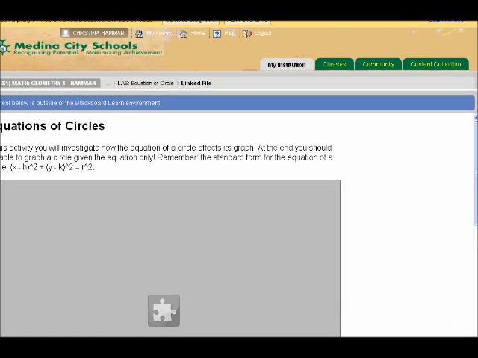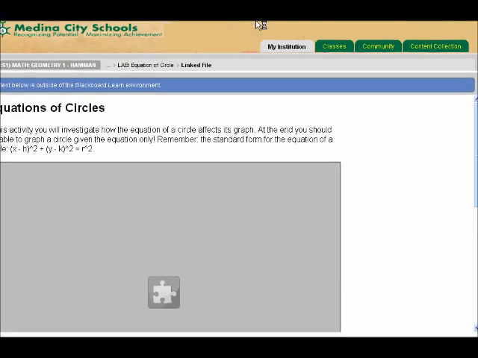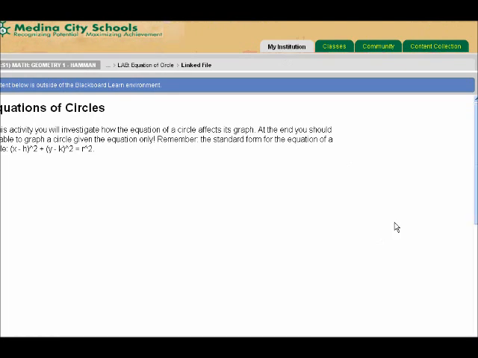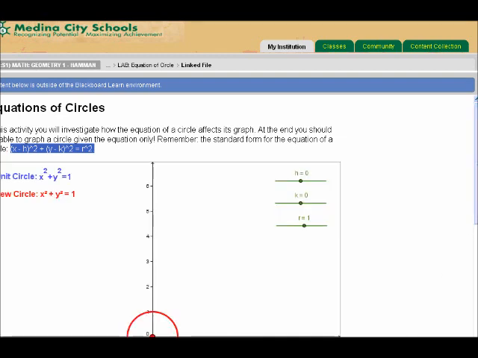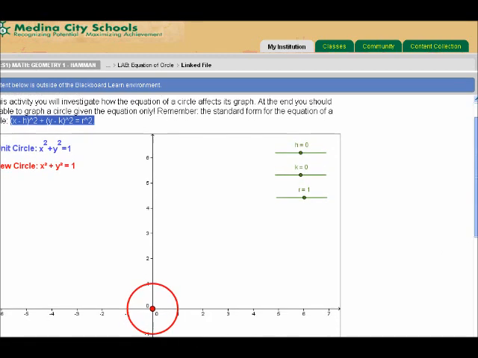So here was our first worksheet. What we were looking at is they had given us the standard form for the equation of a circle, which was located up here. And we were supposed to be looking to see what exactly all of these variables do in our equation. Specifically, we were looking at what the h, the k, and the r had to do with the equation of the circle compared to the graph.